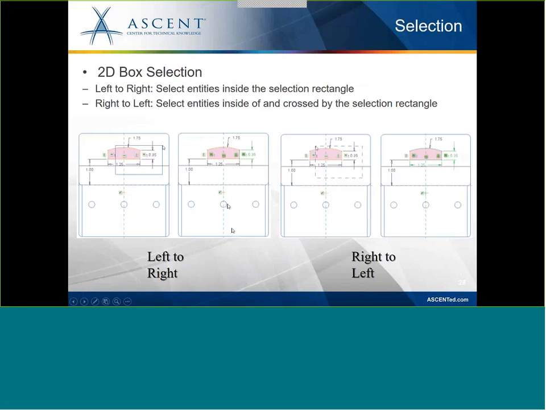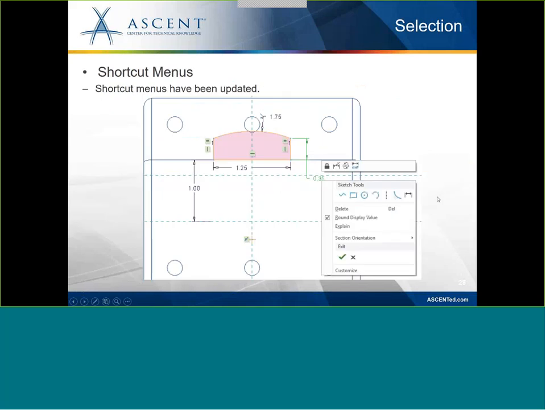In Sketcher, you'll also find the same 2D box selection that you find in part mode. So again, left to right, you'll select entities inside the selection rectangle. Right to left, you'll select entities inside of and crossed by the selection rectangle. The shortcut menus in Sketcher have been updated. Again, Sketcher has its own little mini toolbar, so lock, strengthen, replace, etc. Those functions are added to the mini toolbar, and you'll find within Creo overall, the mini toolbar concept has been set up everywhere.